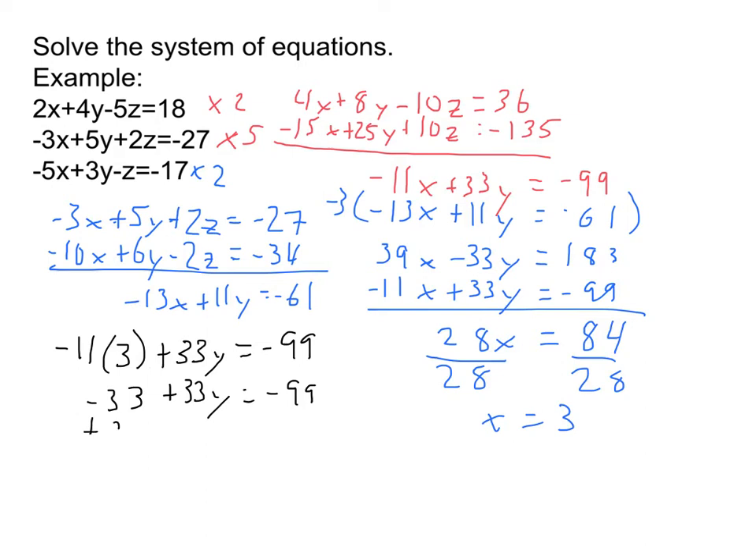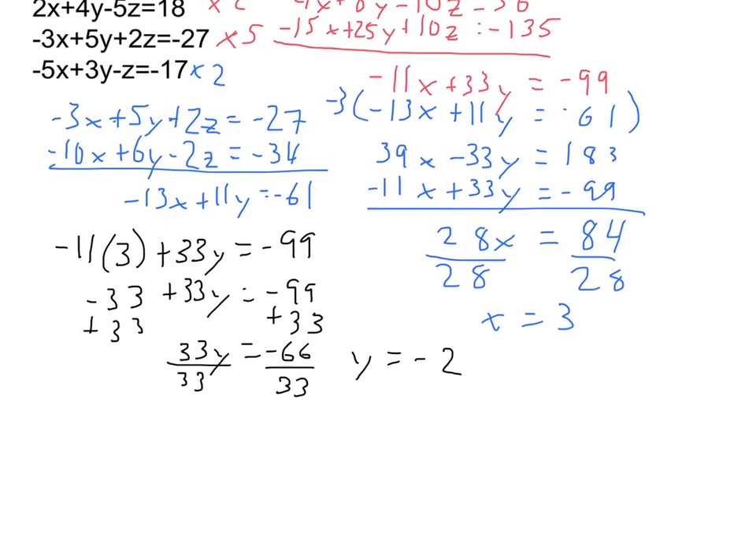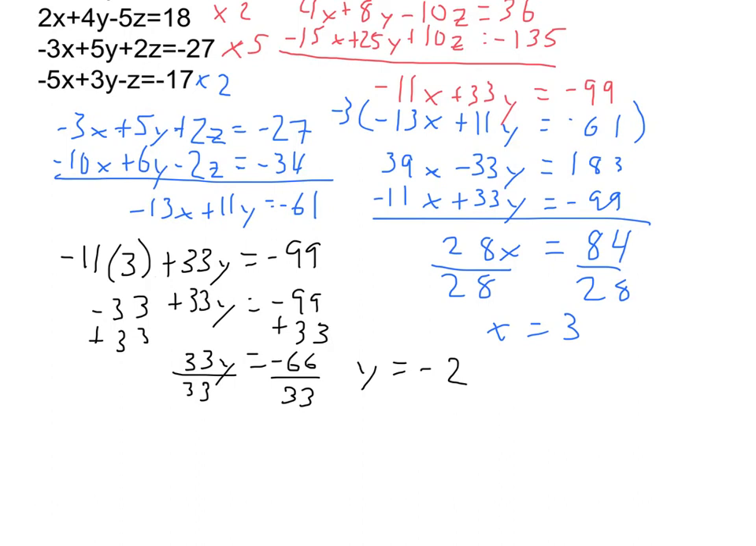So add 33, add 33, I get 33y equals negative 66. Divide by 33, divide by 33, y equals negative 2. Okay, now I should be able to plug this into any of the 3 original equations and be able to solve for z. So I'll just use that top one.